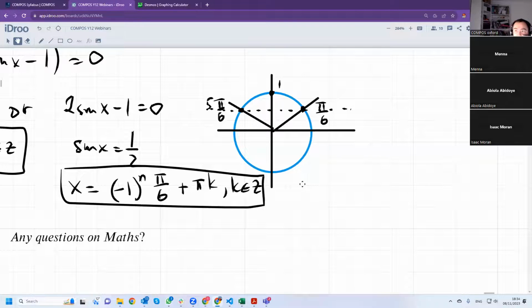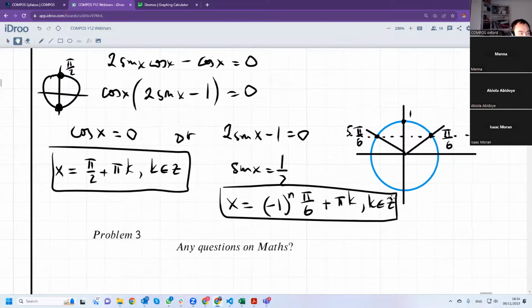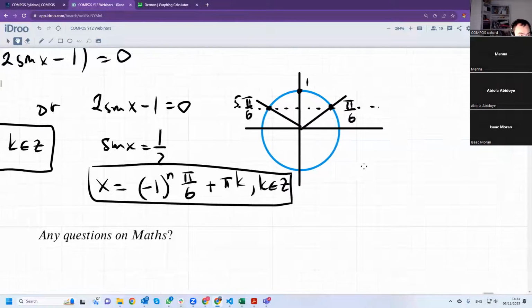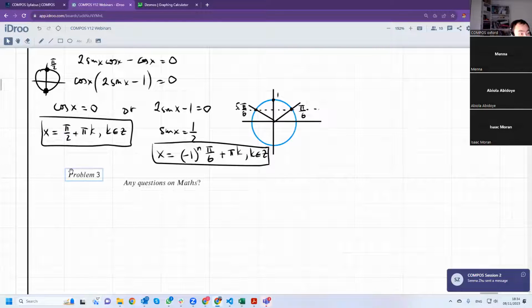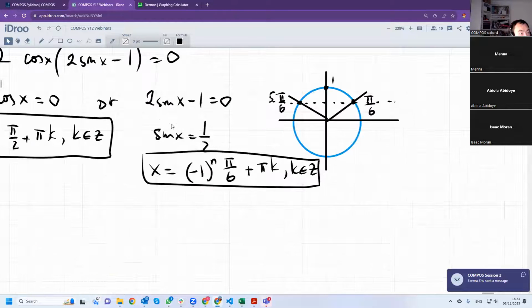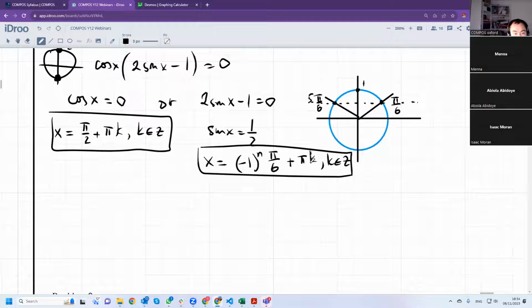Okay, so we have this. This is a different way of writing it. It's actually a clever way of doing it. So you have -1 to the power n, pi over 6 plus pi, pi to the power k, of course. And if you don't understand how this works, try substituting k equals 0, k equals 1, k equals 2, etc.